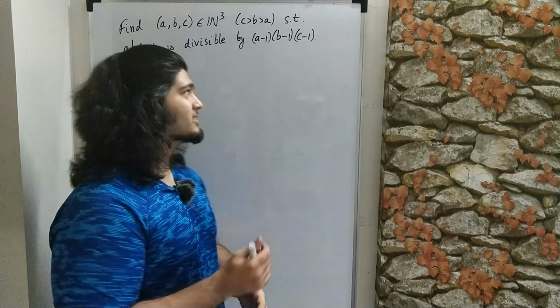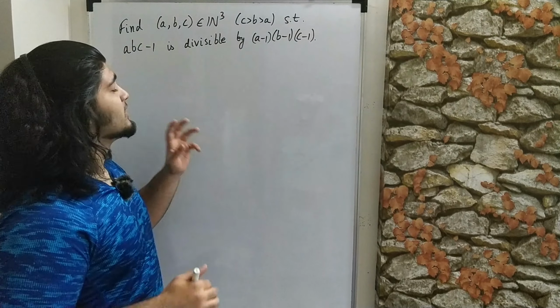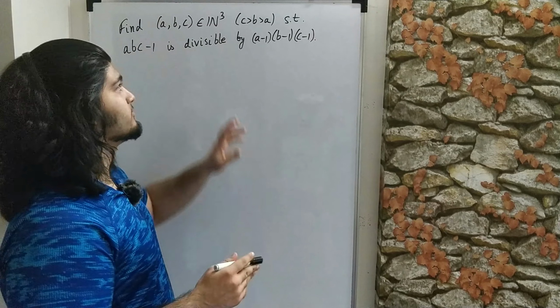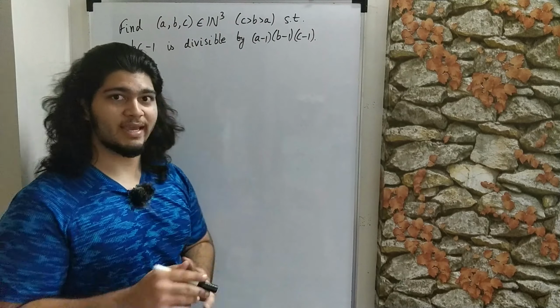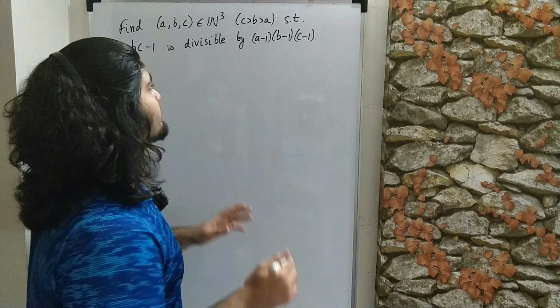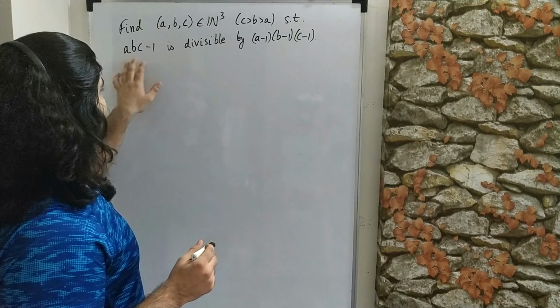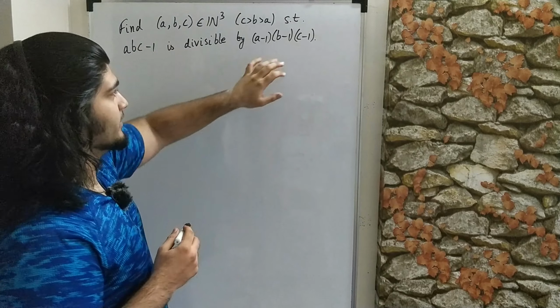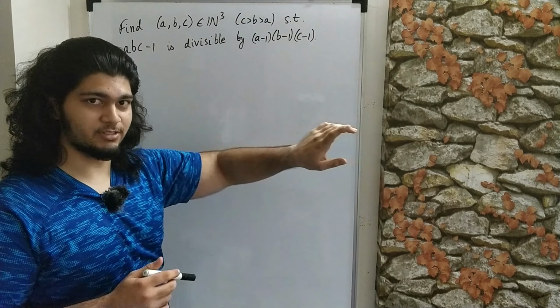So the question says A, B and C are natural numbers and there is a strict ordering on them, C greater than B greater than A. So A equals B equals C is not allowed. And we want ABC minus 1 to be divisible by (A minus 1)(B minus 1)(C minus 1).